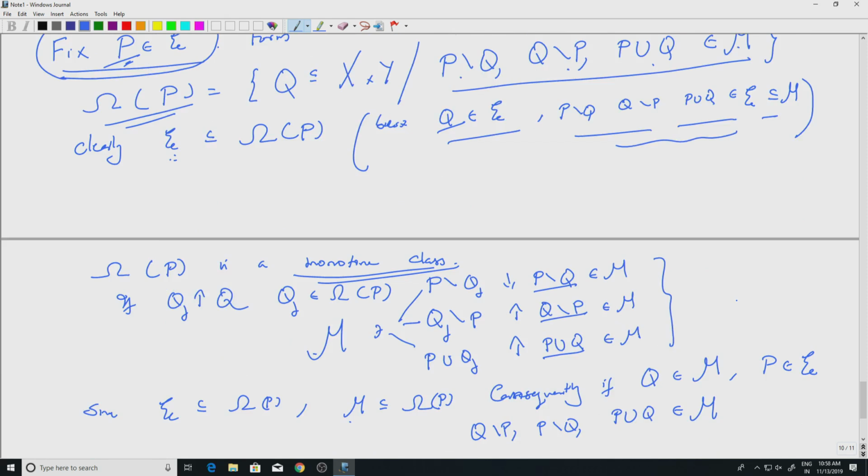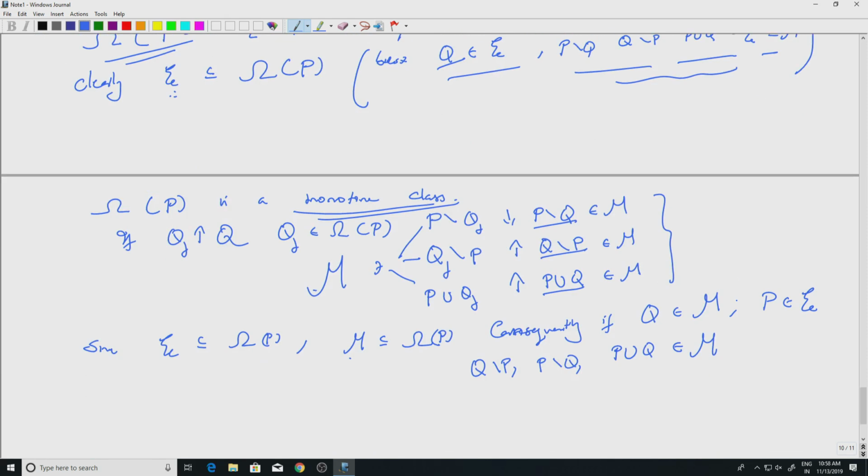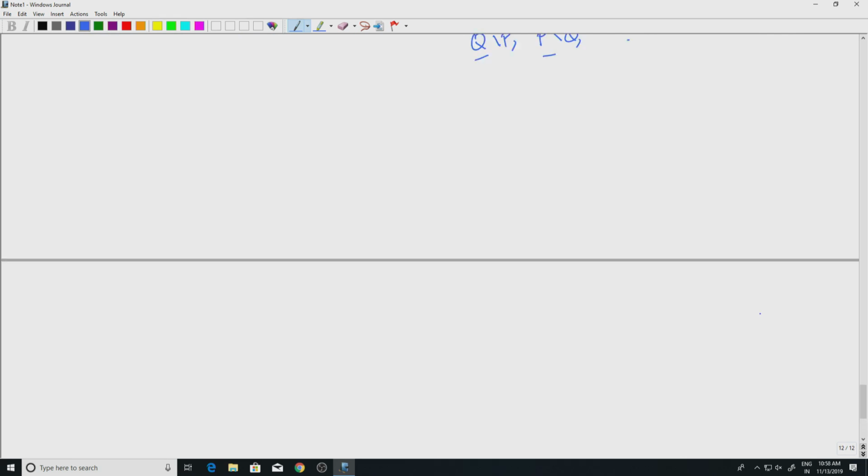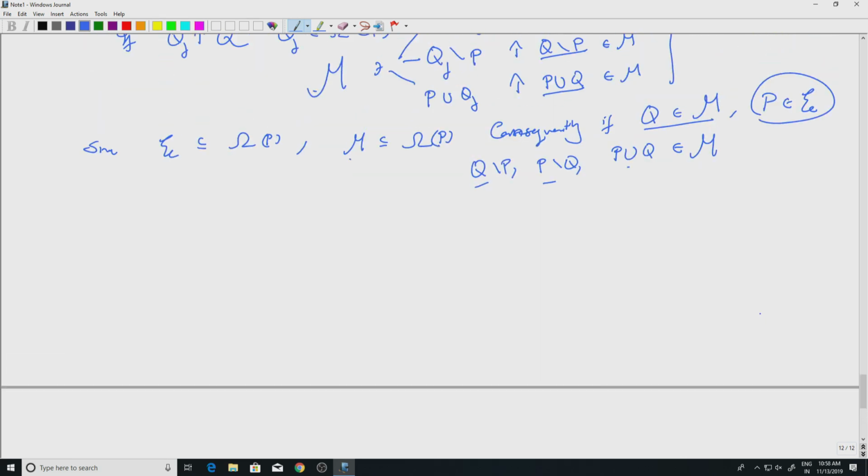So these things say if Q is in E, P is in E, we have three things. Because omega p is a monotone class, we have gone one step ahead. Now I can take Q in M, not just in E. I have these three properties. Now but P is still in E. Now we can go one more step. So this is called the bootstrapping. We change P to a set in M. So now you fix P in M.